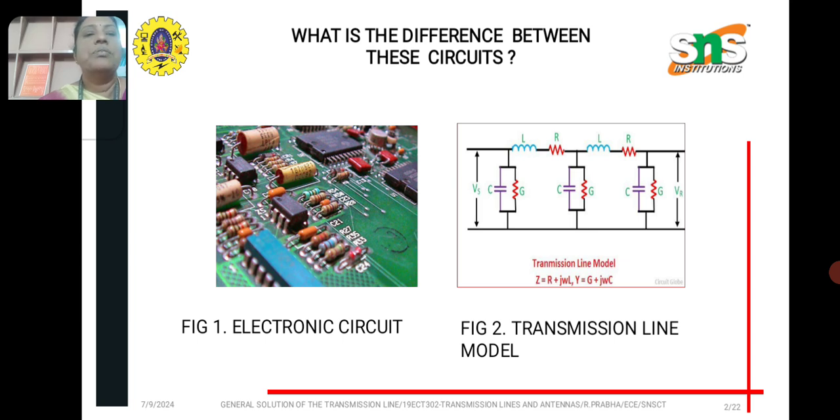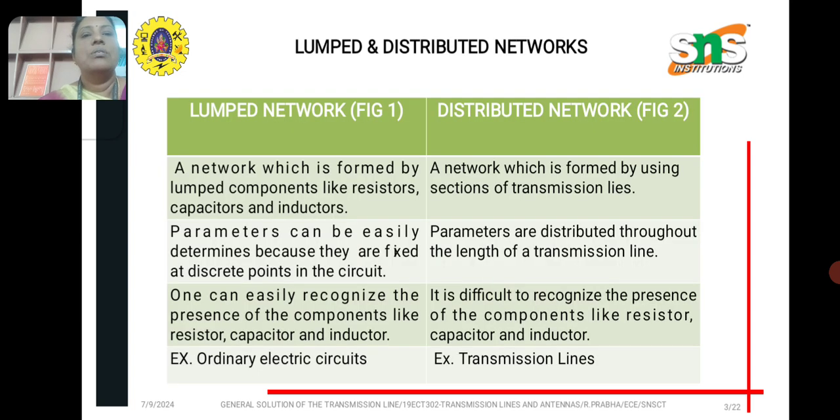On the right hand side we have a transmission line model, and in the transmission line all the parameters like resistance, inductance and capacitance are uniformly distributed throughout the length of the transmission line. So they are called distributed networks. So there are two types of networks: one is lumped network and the other is distributed network.